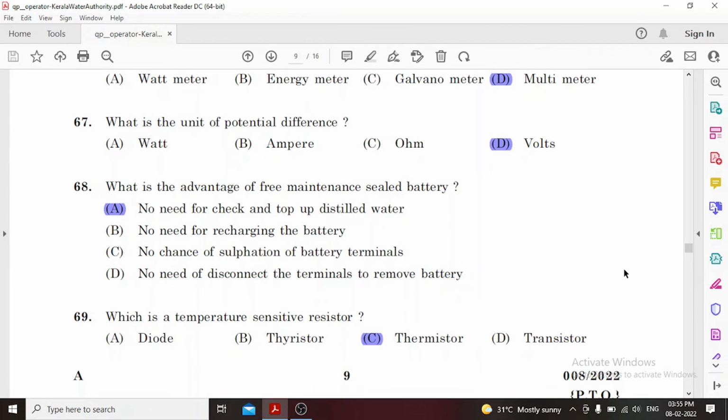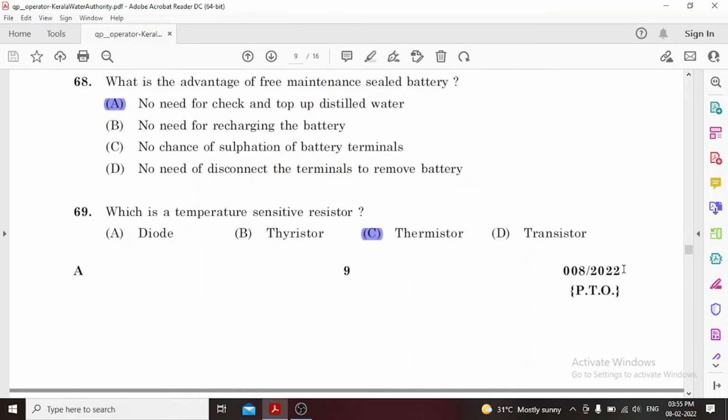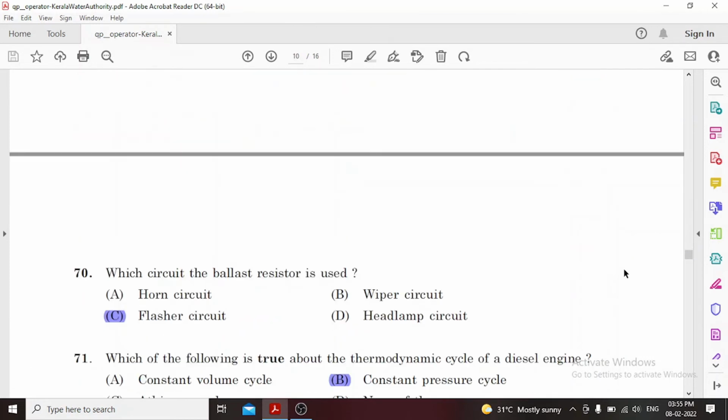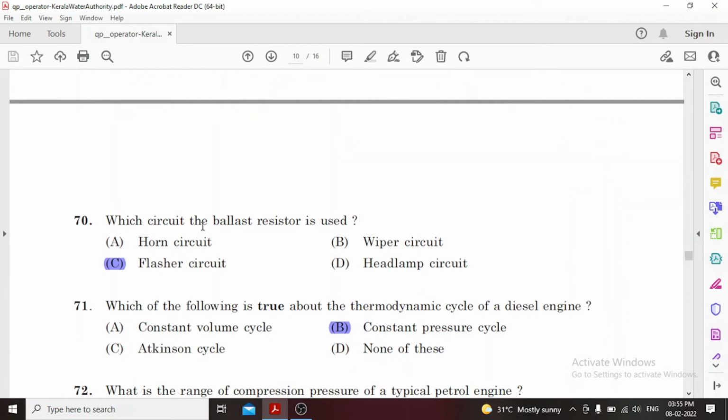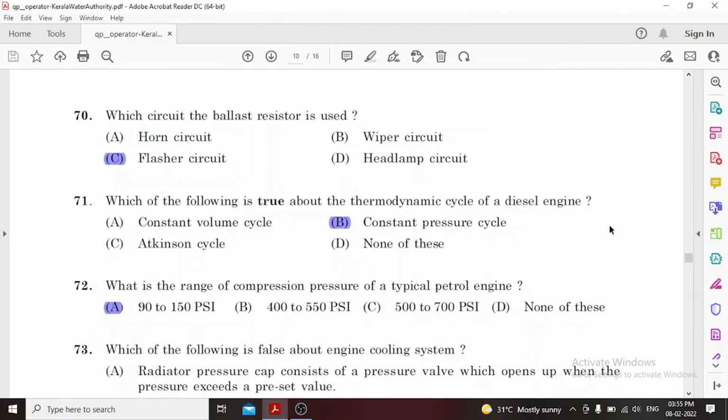68. What is the advantage of free maintenance sealed battery? No need for check and top up distilled water. Option A, no need for check and top up distilled water. 69. Which is the temperature sensitive resistor? Thermistor. Option C, thermistor. 70. In which circuit is the ballast resistor used? Flasher circuit. Option C, flasher circuit.